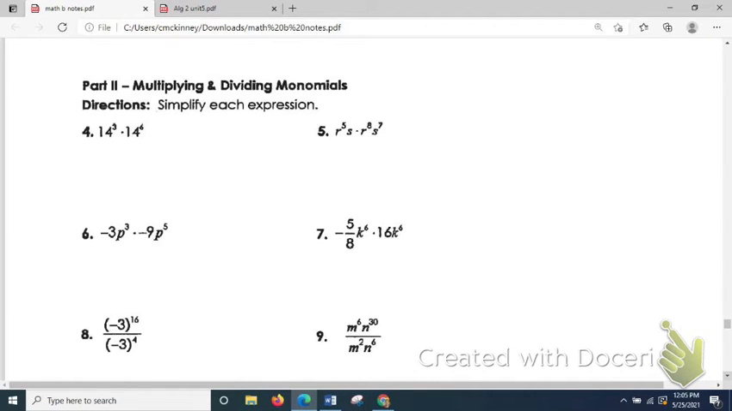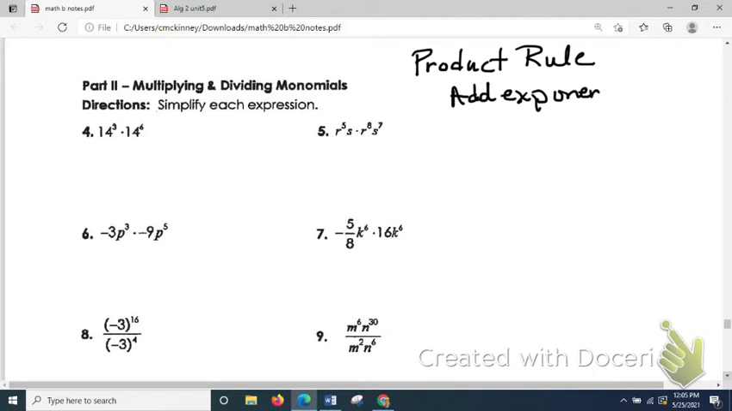You might notice that I have backed up a bit. When we were multiplying, I didn't mention it at the time, but that multiplying them, that is the product rule, because product is the answer to multiplication. So it's the product rule that tells us to add the exponents on the same bases. And we still multiply coefficients.